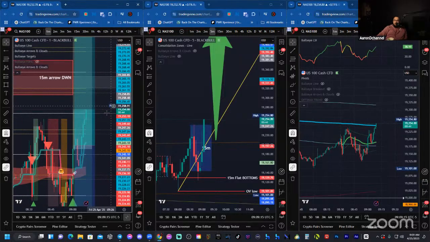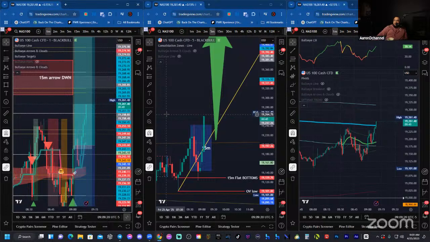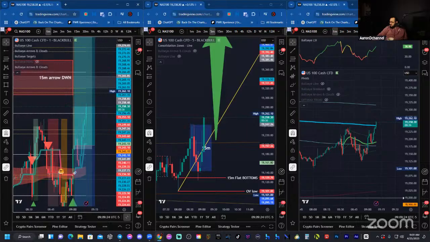All right, let's see if we can break above that bank zone. There's a bank zone break, breaking outside of that 15-minute range. Hopefully, y'all are still holding on to some of these buys. Yeah. Just let it rock. Let it rock.